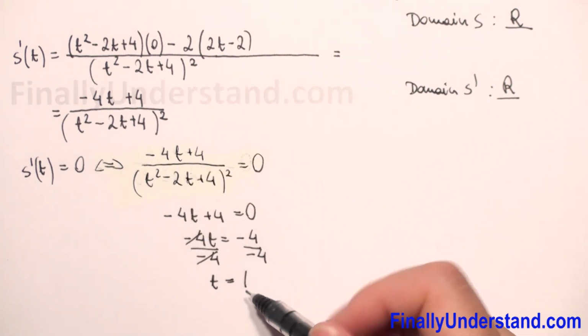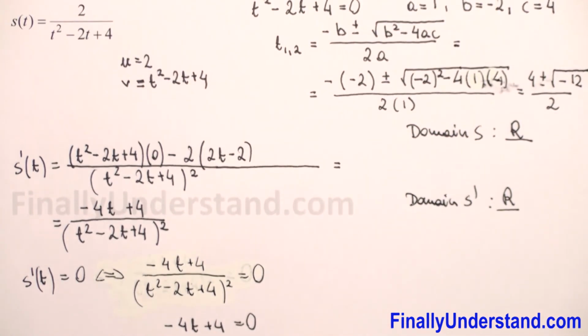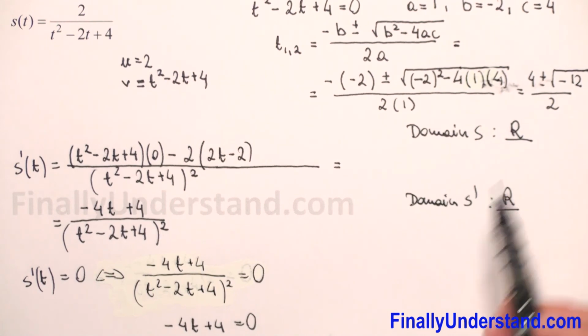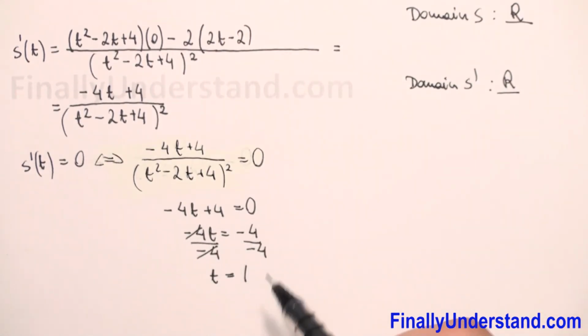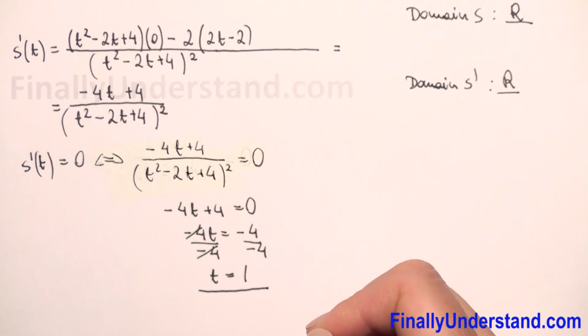Now we have to check if this number belongs to the domain of our function. The domain of the S function is all real numbers. So t equals 1 belongs to the domain. So it means we have one critical number: t equals 1.